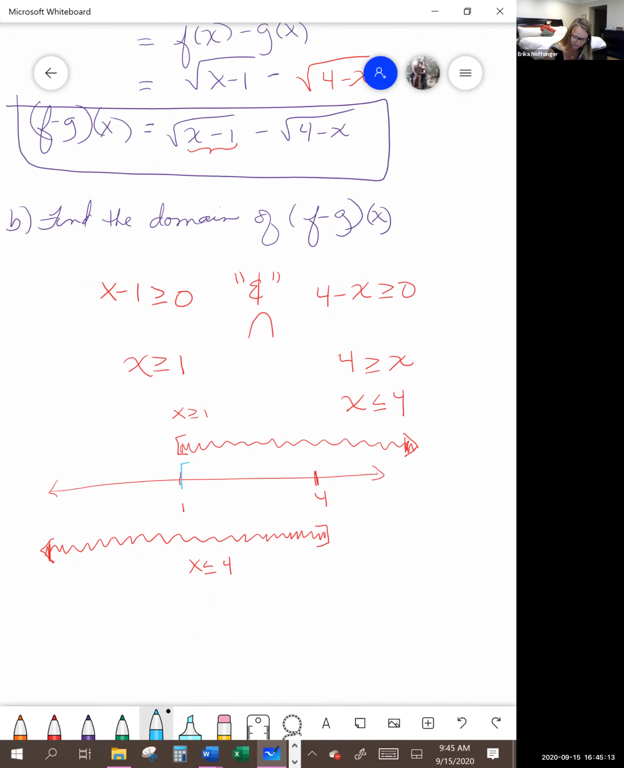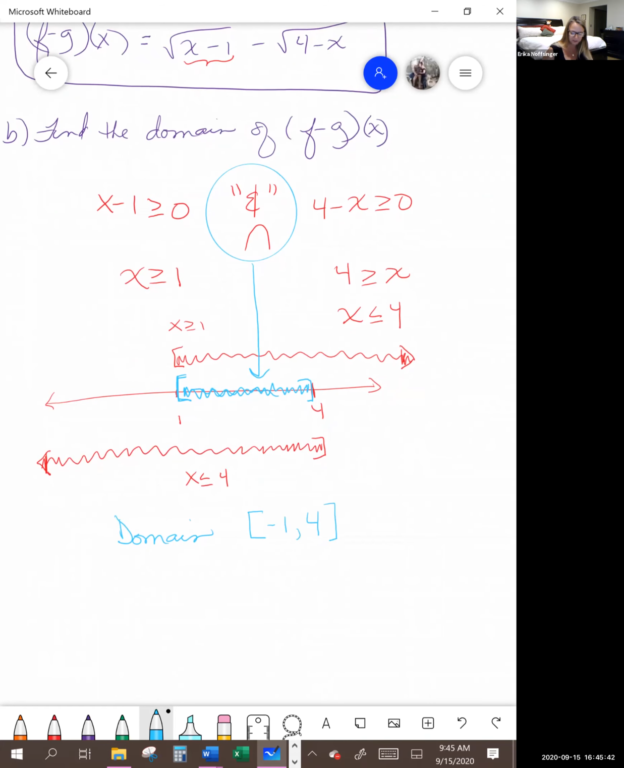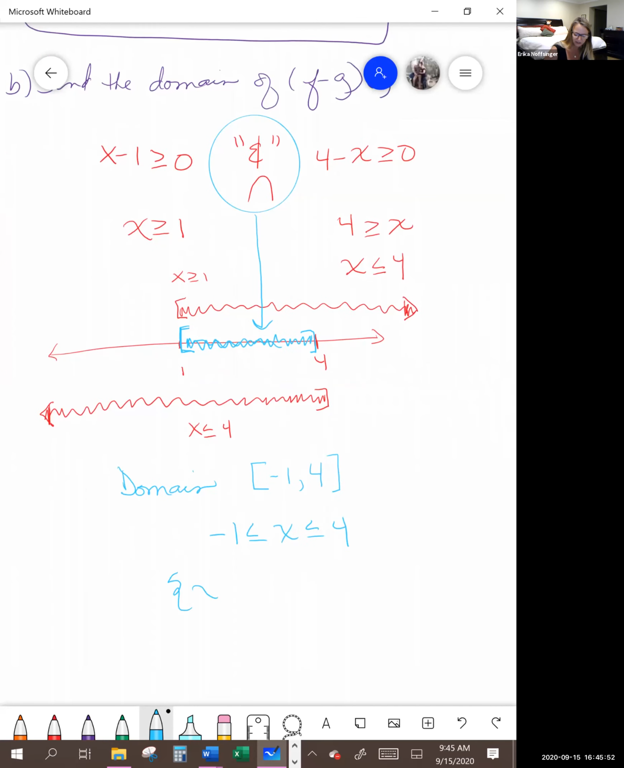So our domain is going to be 1 to 4, with brackets on both sides because you're including those. That's interval notation. You could write it as 1 is less than or equal to x, is less than or equal to 4. That's inequality notation. Write it in set builder notation: the set of x such that 1 is less than or equal to x, less than or equal to 4. They all say the same exact thing.